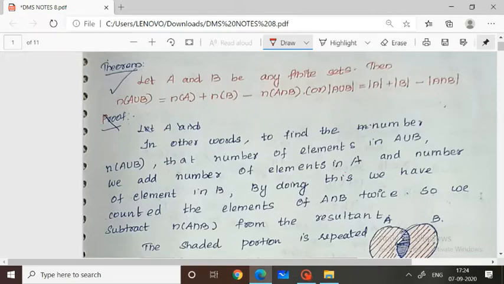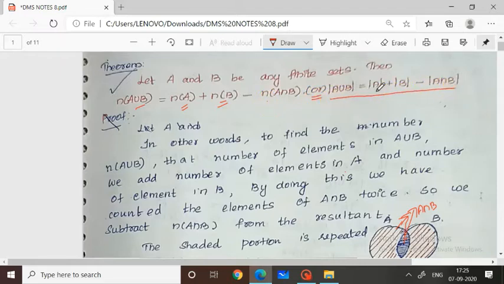So here let us consider two finite sets A and B. If you consider two sets A and B like this, this part is A, this is B, A union B means the shaded region, and this is the shaded region of A intersection B. The statement is: number of elements in A union B is equal to number of elements in A plus number of elements in B minus number of elements in A intersection B, or otherwise mod A union B equals mod A plus mod B minus mod A intersection B. Based on this we are going to do the problems.